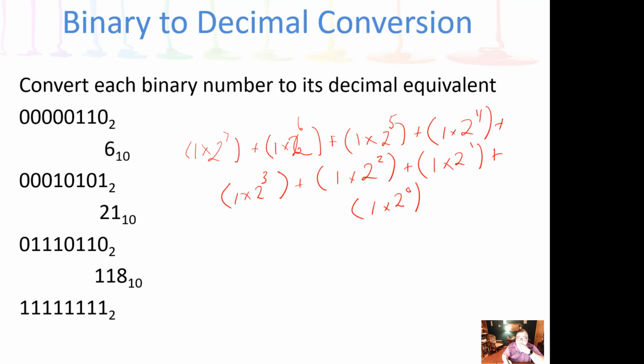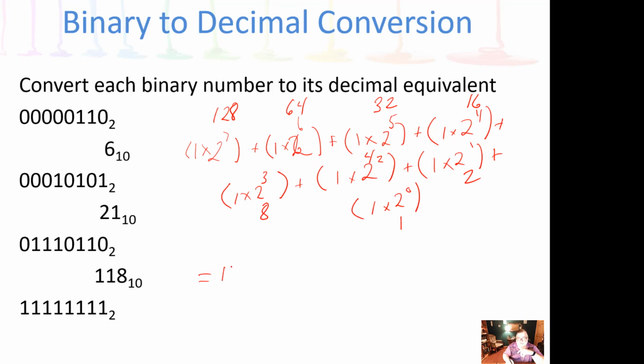And again, I know 2 to the 0 is 1. 2 to the first is 2. 2 squared is 4. 2 cubed is 8. 2 to the fourth is 16, 2 times 2 times 2 times 2, or again, just multiply the previous one by 2 and I get 16. 2 to the fifth is 32. 2 to the sixth is 64. And 2 to the seventh is 128. So if we look at this, these are all ones.